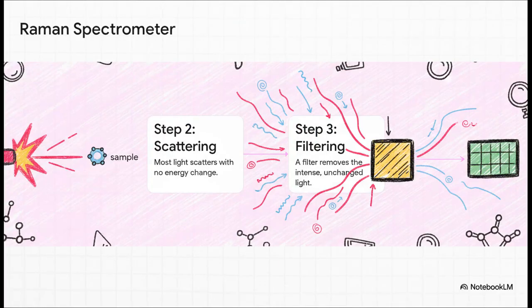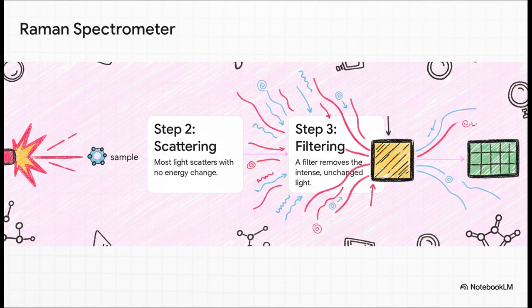Now, the Raman spectrometer is a bit more of a beast, instrument-wise. It all starts with a very powerful, single-color laser that gets blasted at the sample. Now, almost all of that light, we're talking over 99.9%, just bounces off with the exact same energy. That's called Rayleigh scattering, and we have to get rid of it. The real magic is in the tiny, tiny fraction of light that scatters back with a slightly different energy.